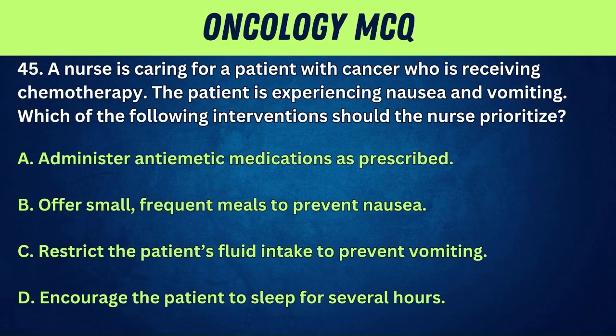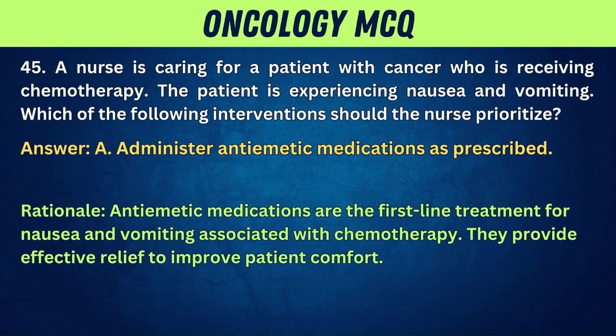A. Administer antiemetic medications as prescribed. B. Offer small, frequent meals to prevent nausea. C. Restrict the patient's fluid intake to prevent vomiting. D. Encourage the patient to sleep for several hours. Answer: A. Administer antiemetic medications as prescribed. Rationale: Antiemetic medications are the first-line treatment for nausea and vomiting associated with chemotherapy. They provide effective relief to improve patient comfort.